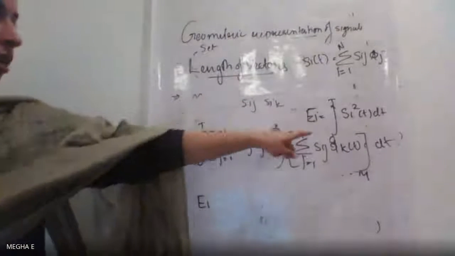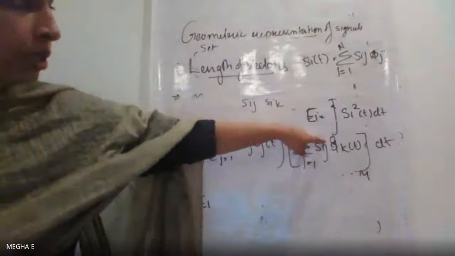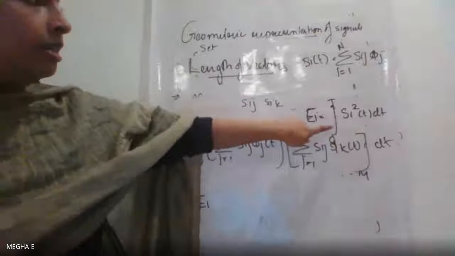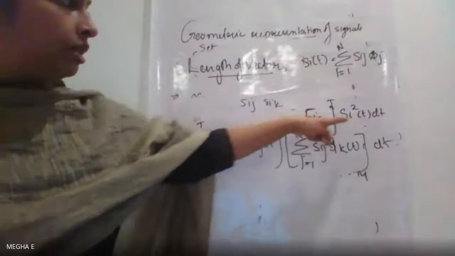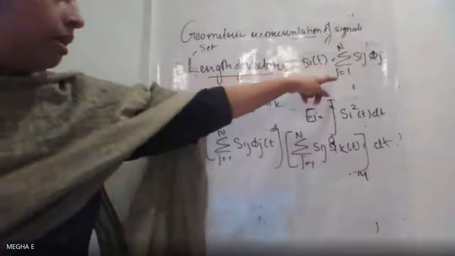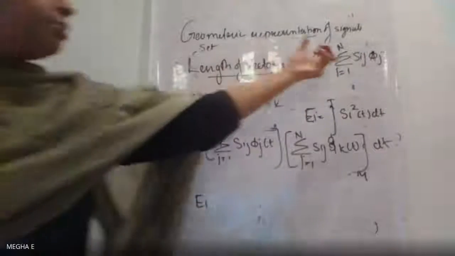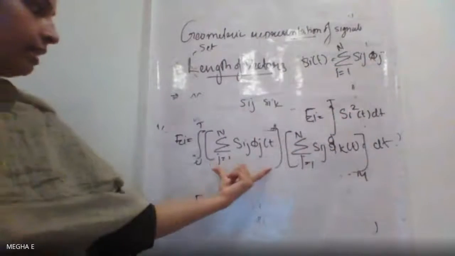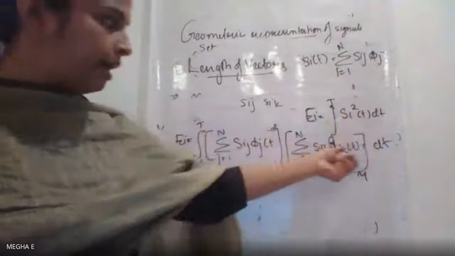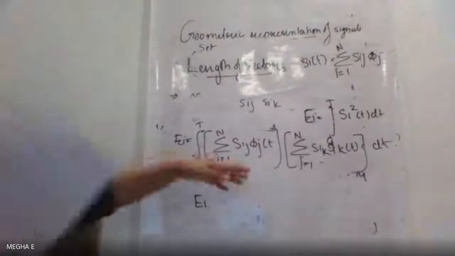Here we are finding our signal energy Ei over the duration 0 to T. That is the length of the vector: a measure of signal energy over the duration 0 to T. So it's nothing but the integral of Si square of t dt. The value of Si we already know is the summation j equal to 1 to N of Sij into phi j of t. So we are substituting this value here, and you will get Sij phi j of t dt. And here, for the next Si of the square, we write Sik phi k of t dt. Is it clear or no?